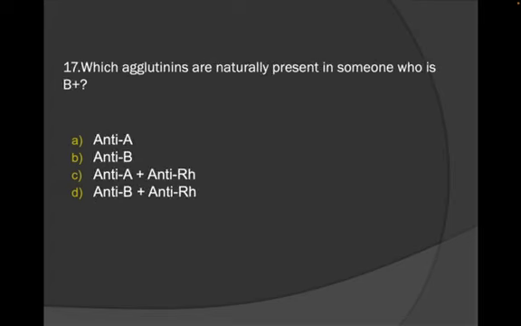Okay, think about this before answering. Which agglutinin is naturally present in someone who is B positive blood group? Agglutinin is the antigen or antibody? Antibody. Antigen is agglutinogen. So it is asking about a B positive person will have what kind of antibody? Anti-A. So this is a B positive person, so the antigen will be B, right? And of course will also have Rh positive. And now the antibody this person will have is anti-A. So can you give A blood group to this person? No. And that is true vice versa.